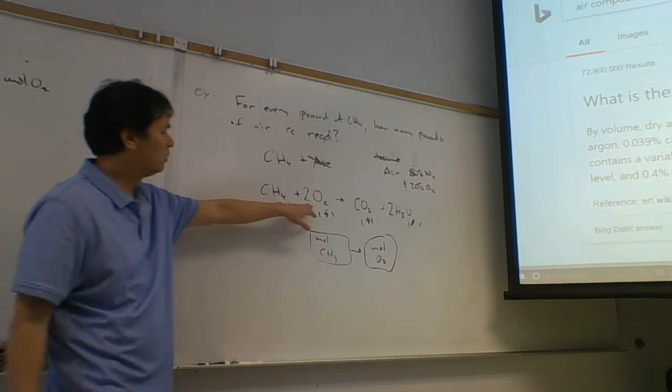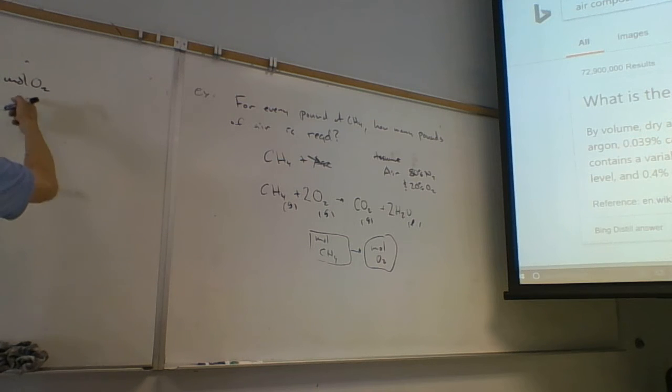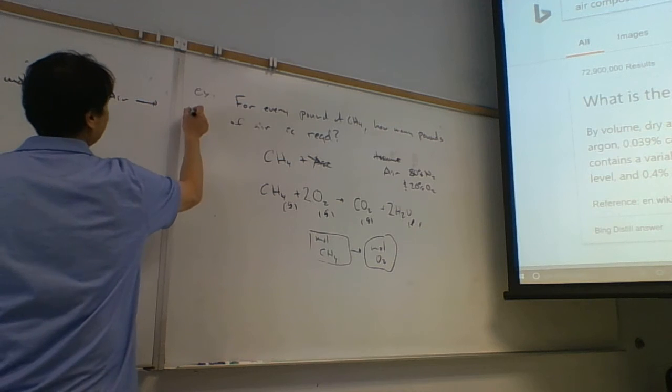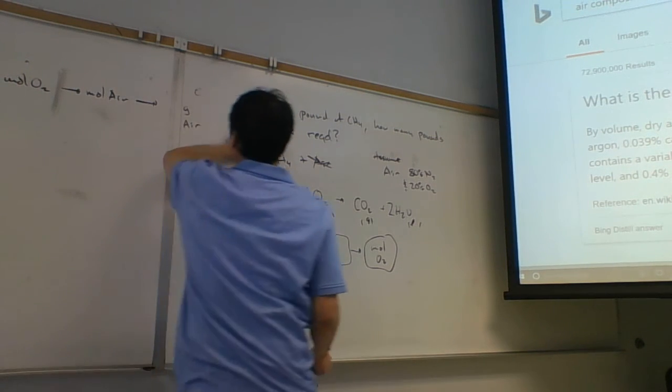It's a 1 to 2 mole ratio here. And then once we're at moles of O2, we can relate that back to air, because it's 20% by mole O2. That means for every 20 moles of O2, I have 100 moles of air. So we're going to go from moles of O2 to moles of air, and then from moles of air to grams of air. But we're going to run into trouble here in going to grams of air.